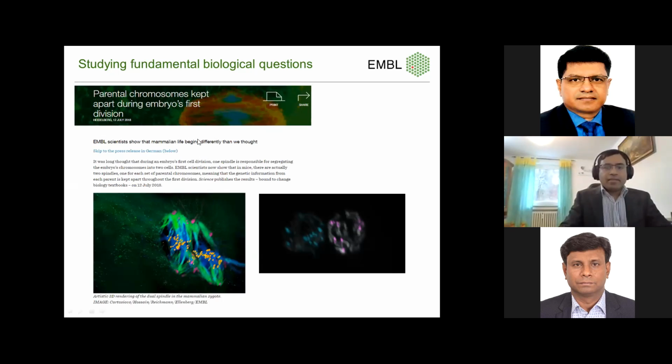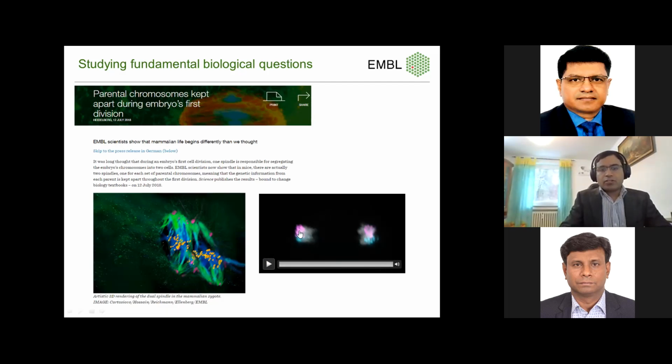So the main point here was that EMBL scientists show that mammalian life begins differently than we thought. Mammalian life starts when the maternal and paternal genomes connect together. What we have seen there is that after fertilization or conception, there are two genomes.